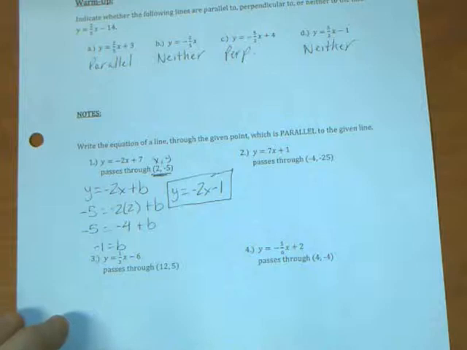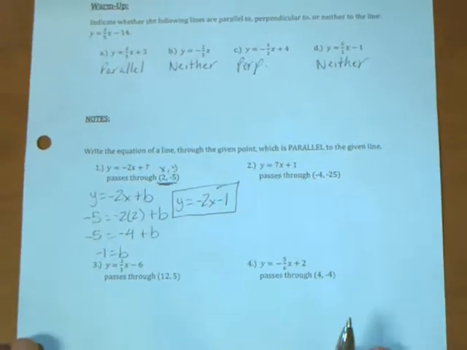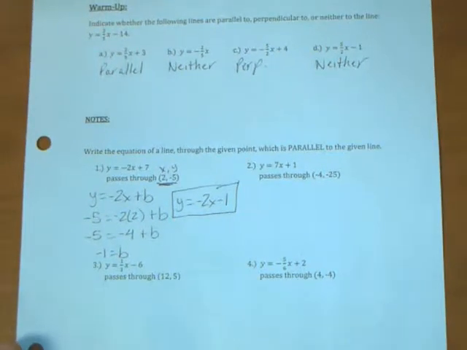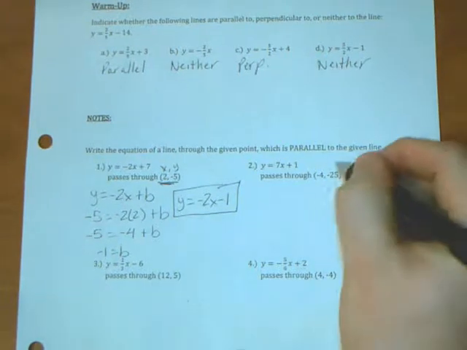Okay? So, now what I want to do is go through step by step with the steps that I just wrote out and write a parallel line for number 2. So what's my first step? Identify the slope. So what should my slope be with this line?